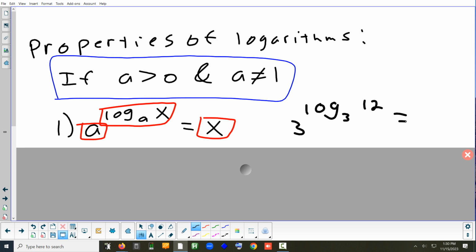So this property says that as long as the base here and the base there match, the answer that you get is whatever was sitting right where the arrow is pointing. So if you simplified this one, what do you think you would get? 12. Yeah. The answer to that would be 12.